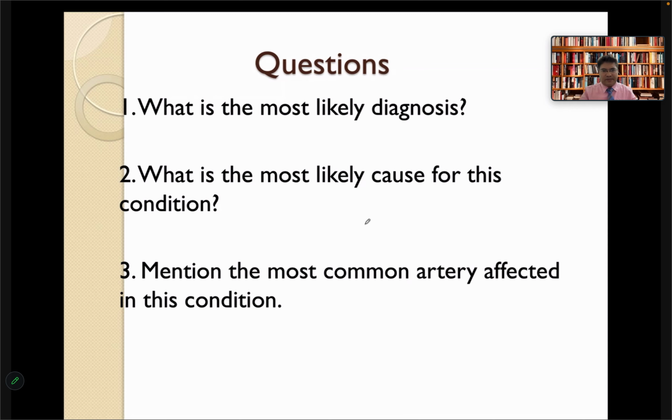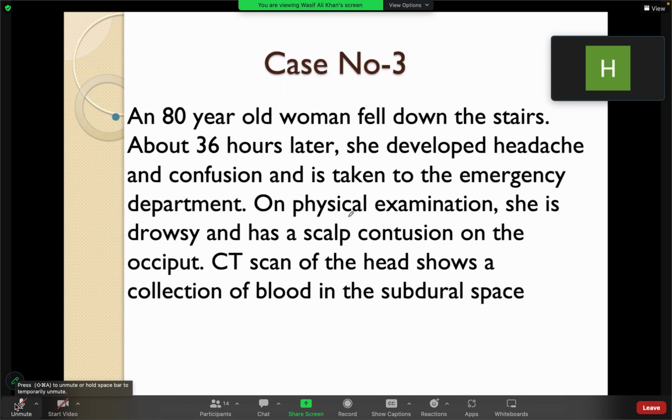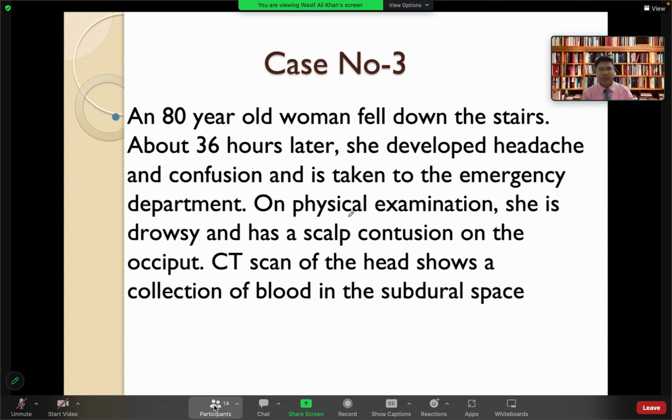So am I clear with this? Yes, Doctor. Clear. Okay. All right. Now case number 3.